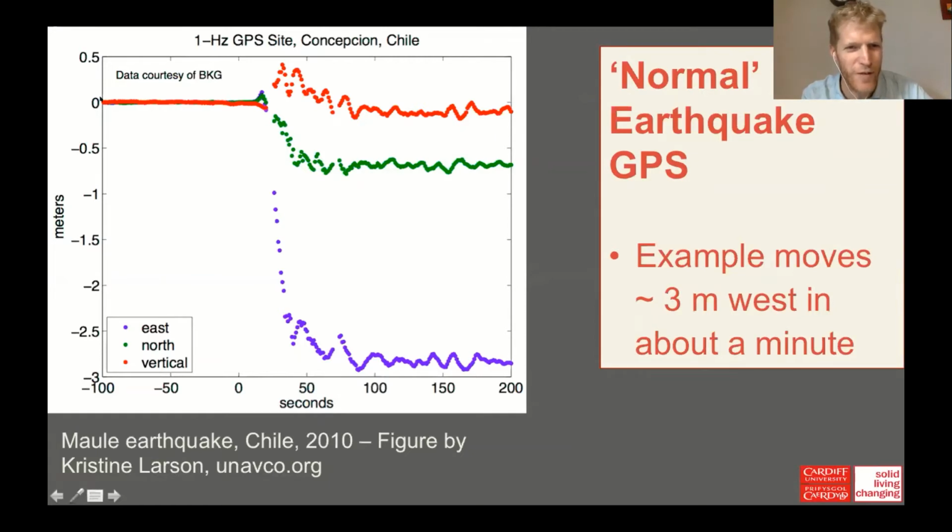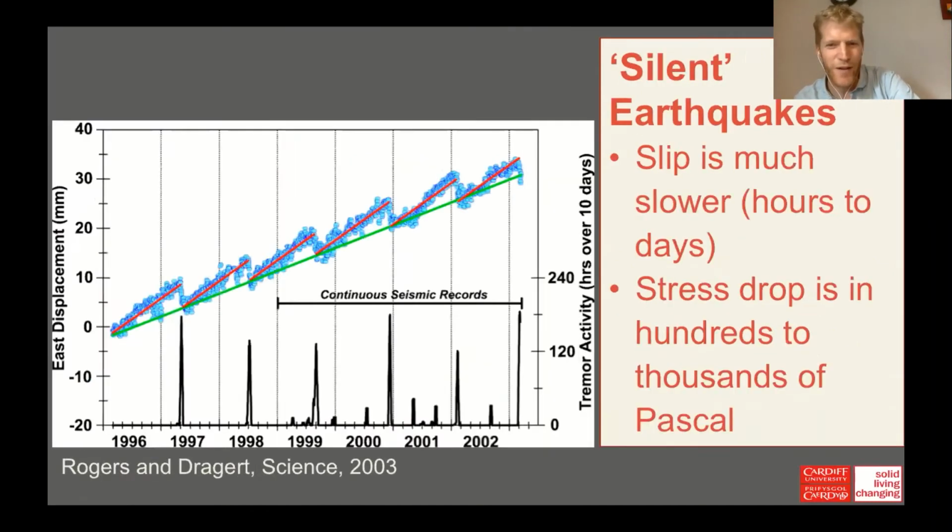But if you look at the blue line, the station is not really moving for the first minute, not so surprising. And then from a starting point at 0, by 50 seconds, that station has moved 3 meters negatively to the east, so 3 meters west, as you would have seen in the animation, basically. So that's a normal earthquake. This is a not so normal earthquake.